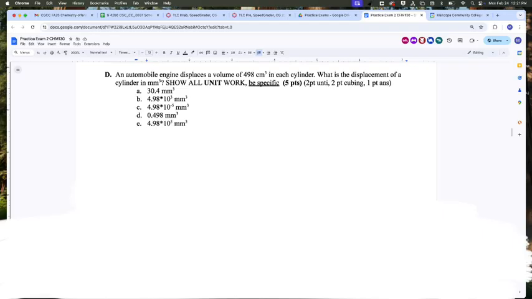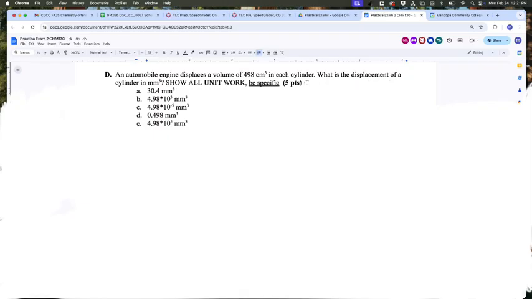An automobile engine displaces a volume of 498 centimeters cubed in each cylinder. What is the displacement of a cylinder in millimeters cubed? Show all unit work. Be specific. Should get rid of that because that gives you some idea of what you're supposed to do. Okay. Set up your unit process. See what you come up with.